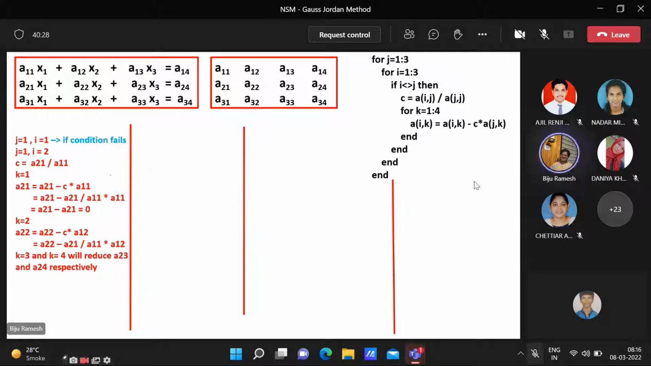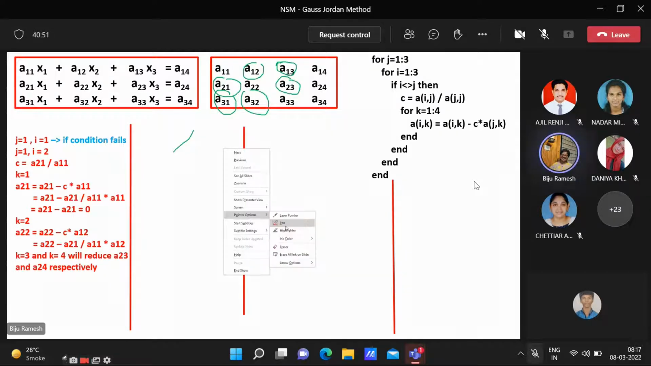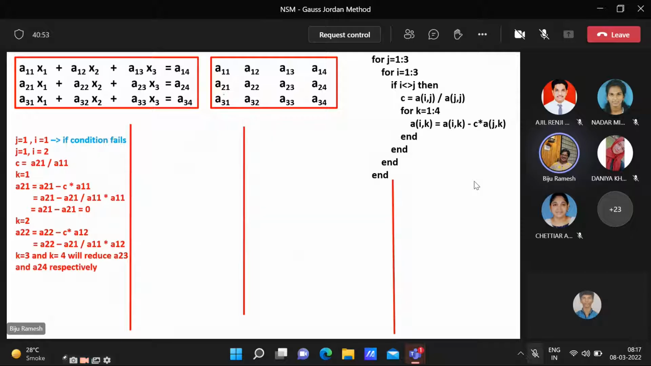So the same has to continue for reducing A31 to 0, A32 to 0, A12 to 0, A13 to 0 and A23 to 0. All these have to be reduced. Every time we should be smart enough to select the constant value.